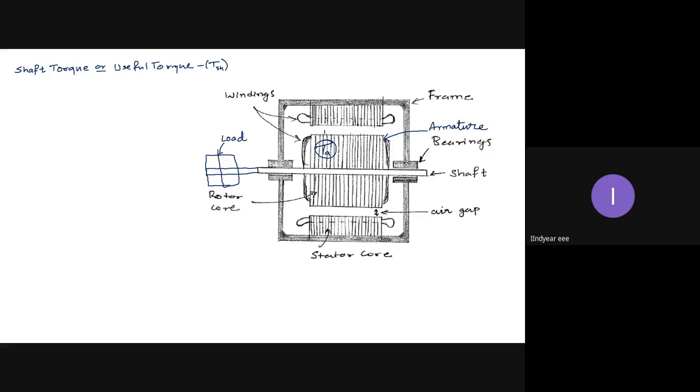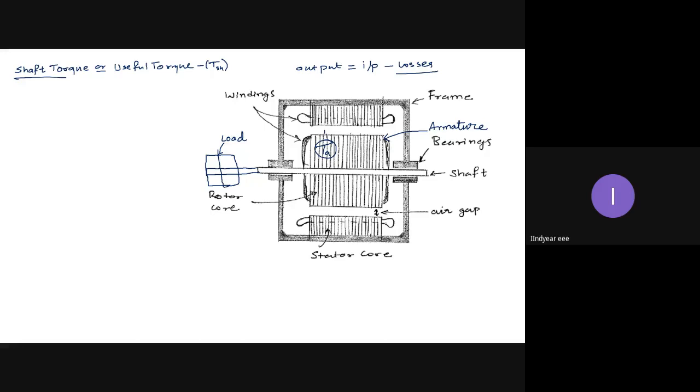Now you may say, sir, what is the difference, since this is on the same shaft? Whatever torque is developed here will be transferred to the load, but it won't happen that way. Even when you studied the efficiency of transformers, output power is not equal to input power. Output is always equal to input minus losses.